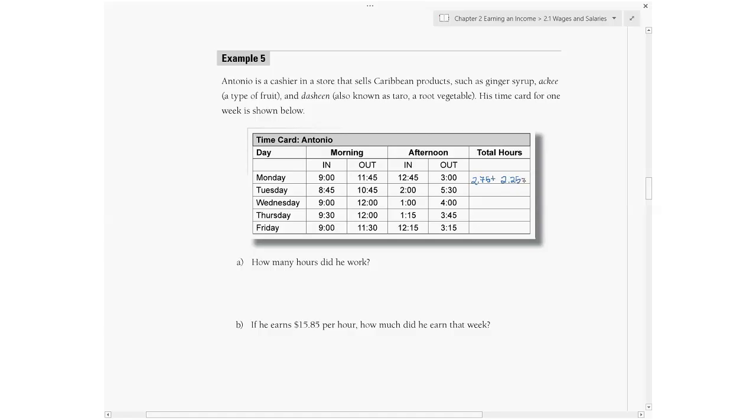2.25. And let's think about his money. We have 75 cents plus the 25 cents, that's $1. We've got $4 there, or you can put it into your calculator, and that's 5 hours in total.